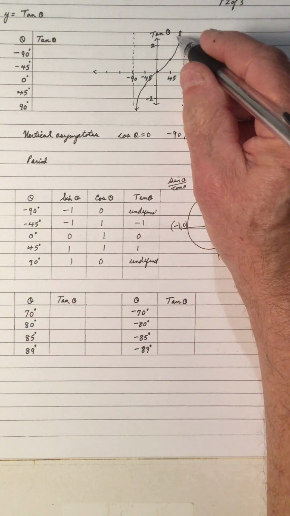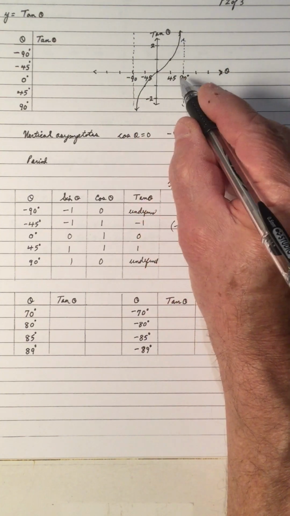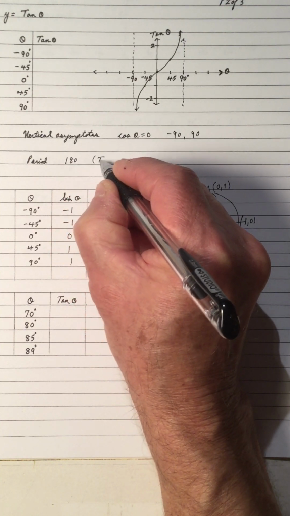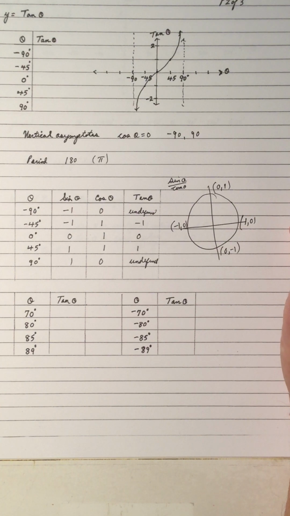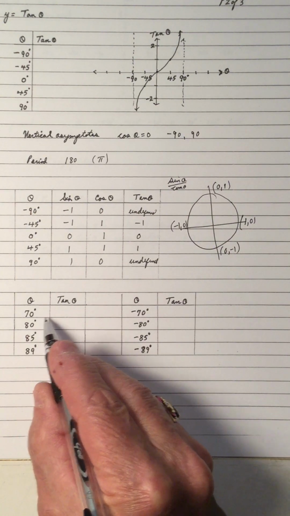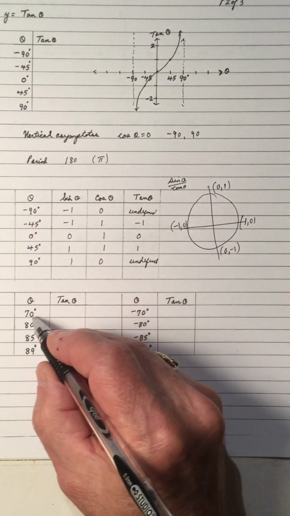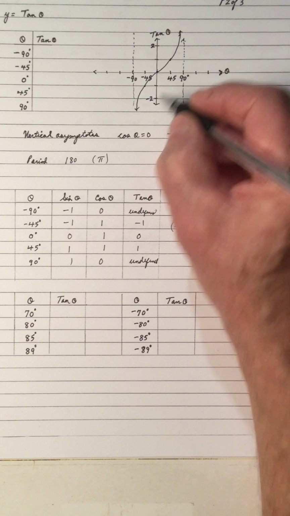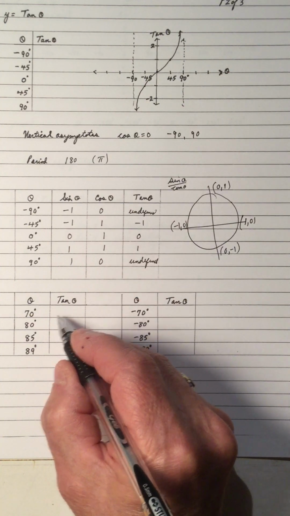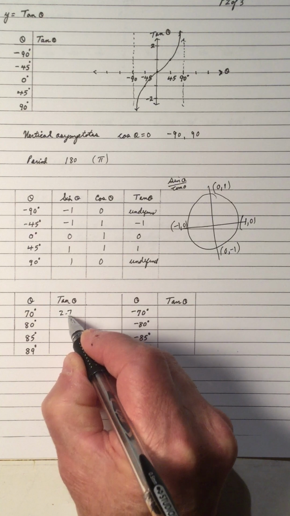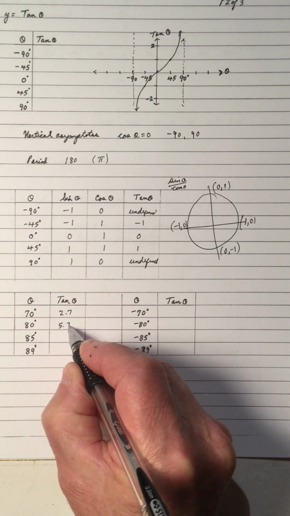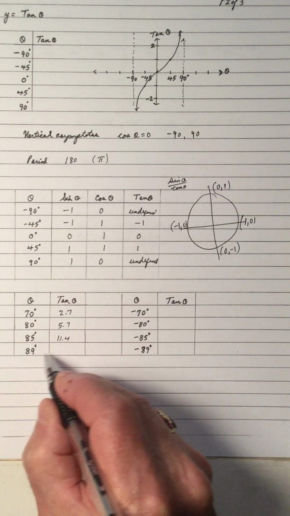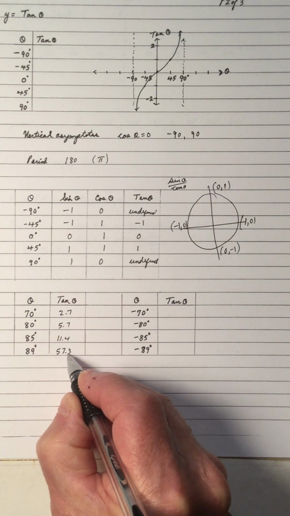And notice the period. This is one cycle here. The period from negative 90 to 90 is 180 degrees. Or we're going to do it in radians in terms of pi. But let's look at what happens as we approach 90 from 70, 80, 85. If we do the tan on the calculator, the tan of 70 is 2.7. The tan of 80 is 5.7. The tan of 85 is 11.4. The tan of 89 is 57.3 if you use your calculator.